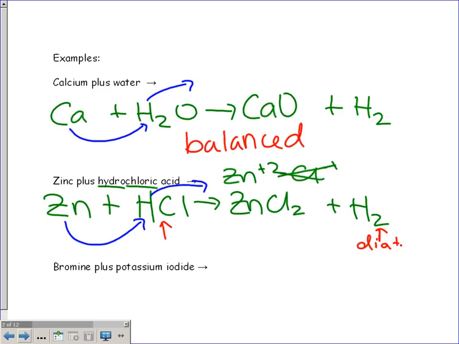Now I need to balance. I have 1 zinc on my reactant side, 1 zinc on my product side. 1 H on my reactant side, 2 H's on my product side. So I'm going to go ahead and balance that H. I have 2 chlorines on my reactant side, since the coefficient distributes, and 2 chlorines on my product side. At that point, with just 1 coefficient, I am balanced.